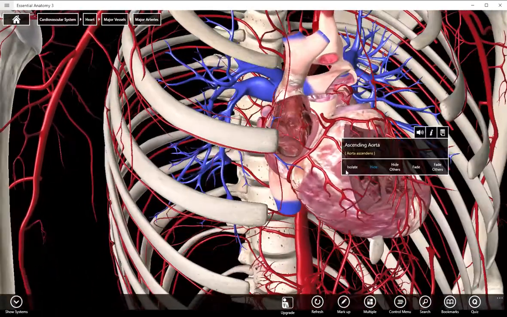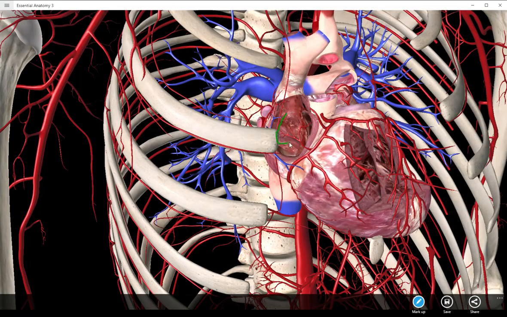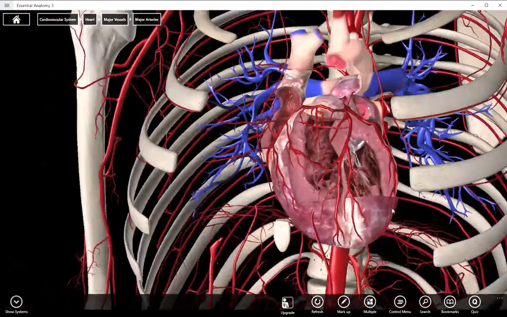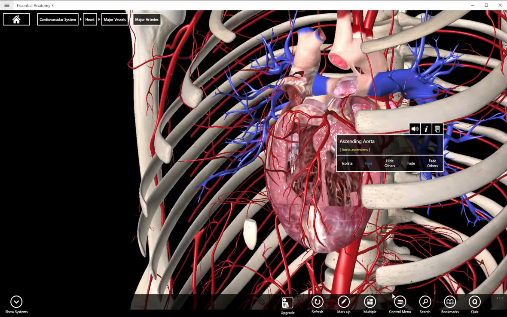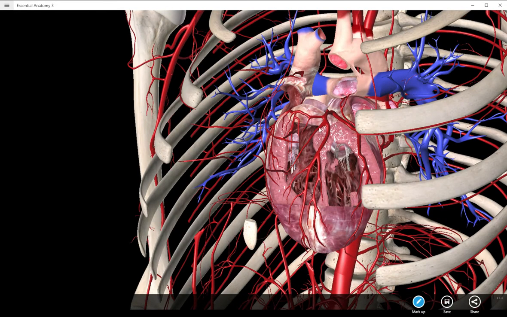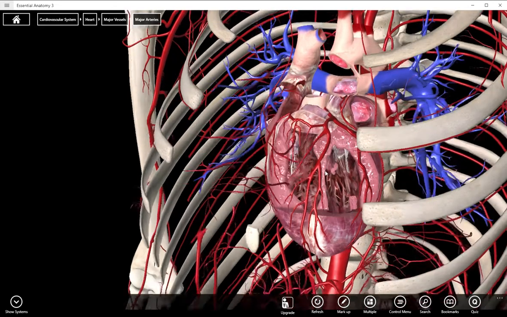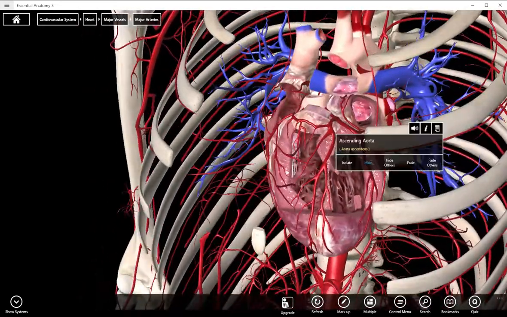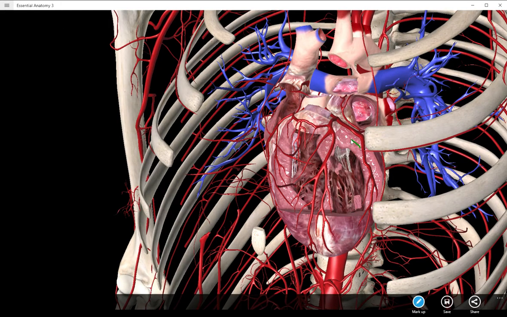Can't really get a good view. I mean, that's an okay view right there, but I don't know if I would tag that. So anyway, that's interatrial. Interventricular is very easy to see. Right here, this is the interventricular septum. It's the septum that divides the two ventricles. And then also fairly easy to see is the atrioventricular septum, the septum in between the atria and the ventricles.